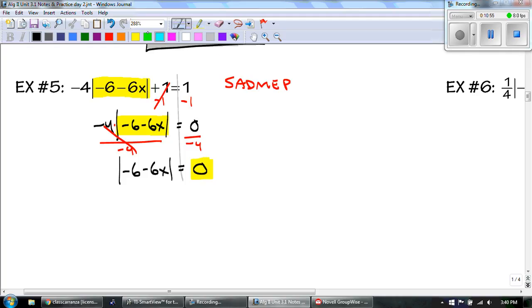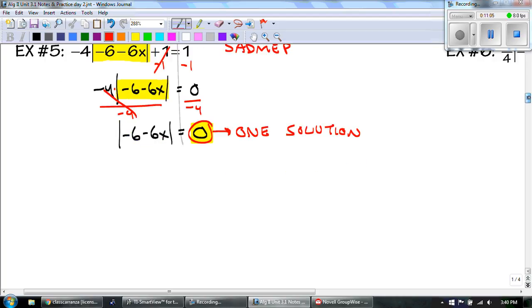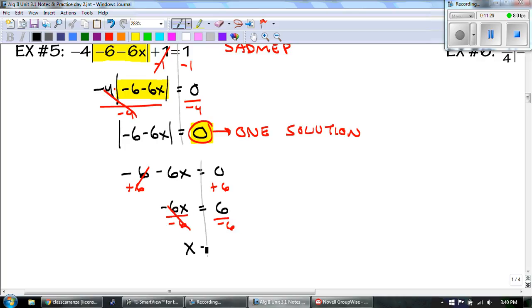So now I can tell that this is one solution. Okay, and since it's one solution, I need to figure it out. I just can't say, oh, one solution, I'm done. No. So we're going to add 6 to both sides. We get -6x equals 6. Divide both sides by -6. And we get that x equals -1.